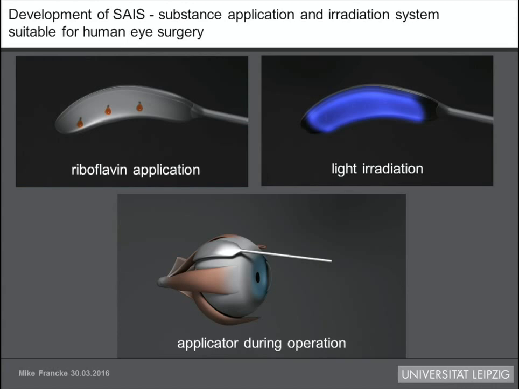We have here such kind of spoon with which we can apply riboflavin, the drops, and the same device can irradiate the light, and that we can introduce into the orbit and the Tenon capsule to treat the scleral tissue.